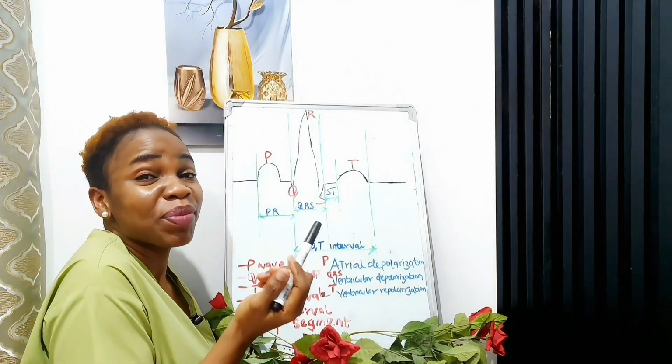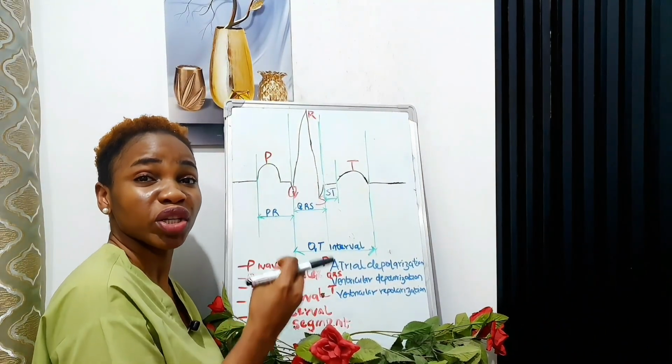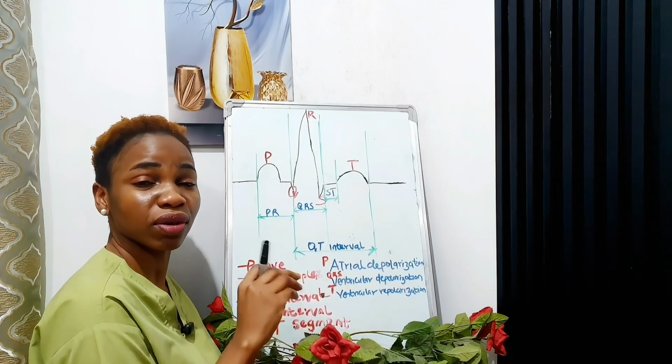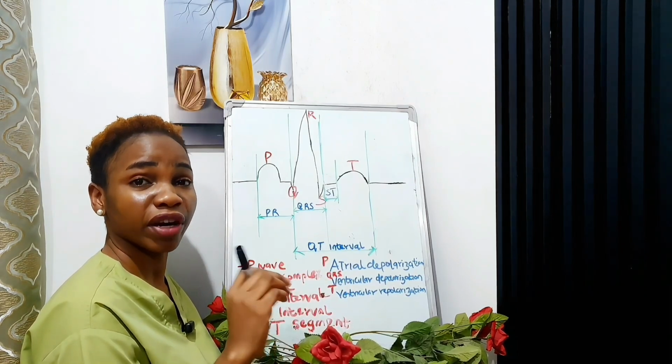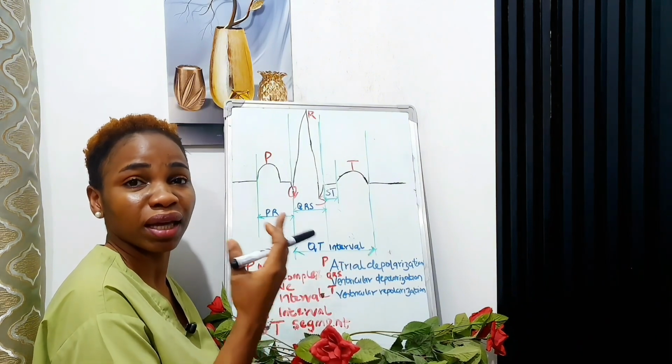So let's look at the properties of an ECG result. When you're reading an ECG strip, you want to make sure you identify all the landmarks on an ECG strip. This is very, very important. This will help you to identify when something goes wrong on a particular landmark.